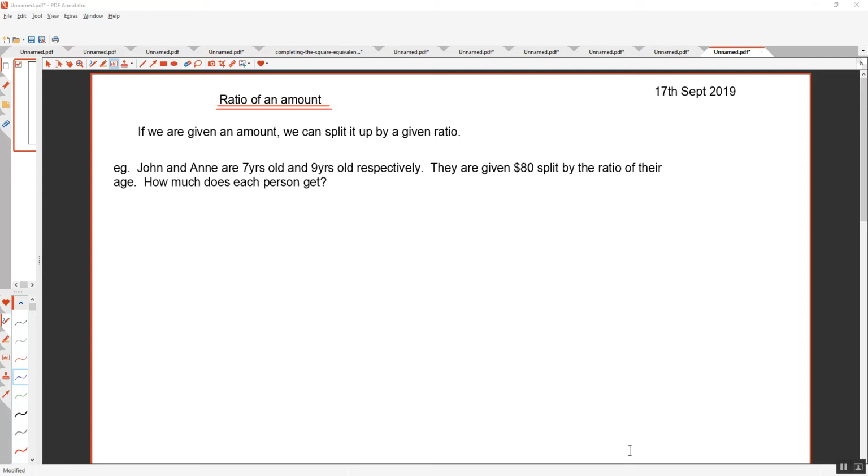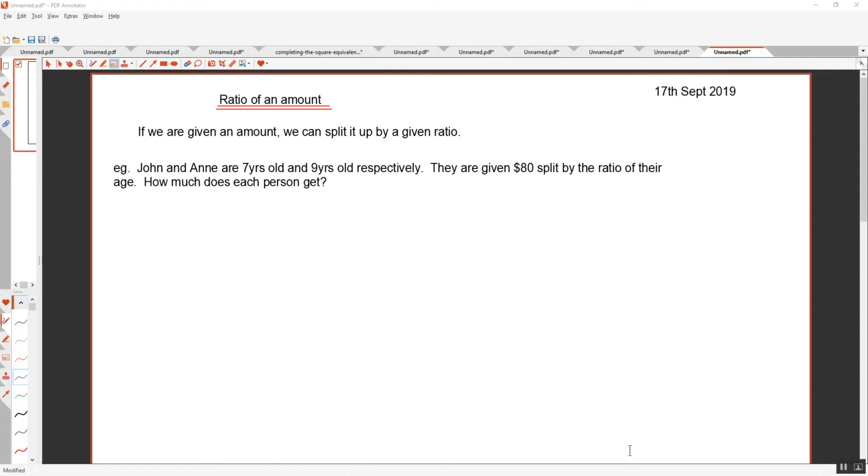So, today we're going to be looking at working out the ratio of an amount. What we mean by that is, if you're given a certain amount of money, we can divide it up between 2 people or 3 people, depending on what the ratio is. So we're using a ratio as a fraction? Kind of, yes. Yeah, you can do it like that.